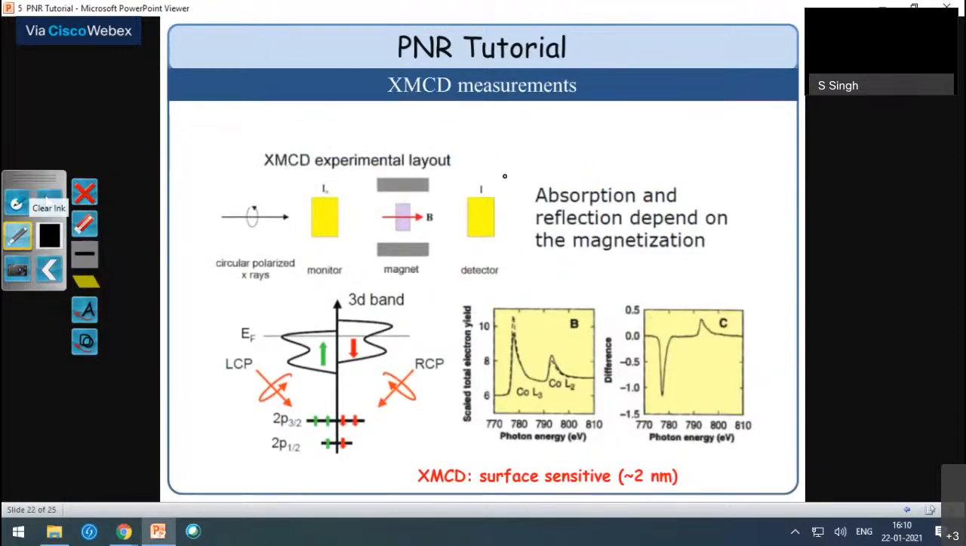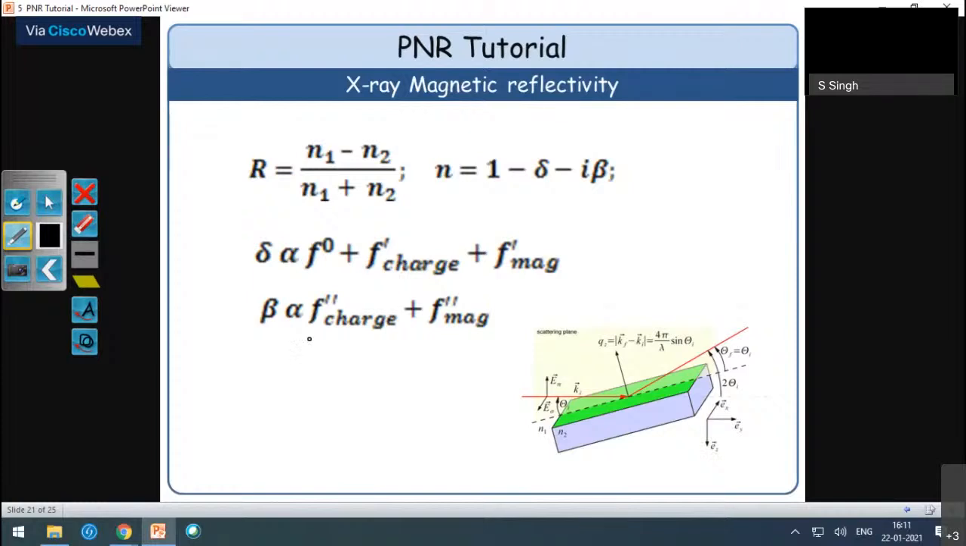We have XMCD. With XMCD, we get the absorption. Like for cobalt, you tune the energy of your wavelength such that we are sitting at the cobalt L edge, and then you do the spin-dependent measurement, with left circular polarized X-ray and right circular polarized X-ray on the sample. With that particular energy range, you have a different absorption for different polarizations. From absorption you get this value, F double dash. For charge you get this contribution, and for magnetic you get this contribution.